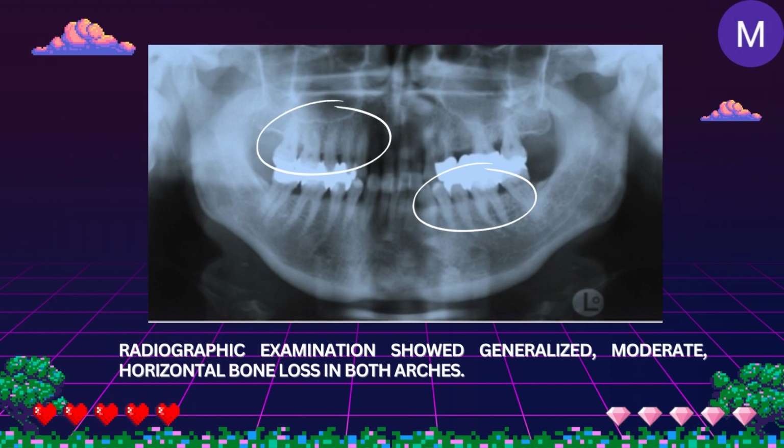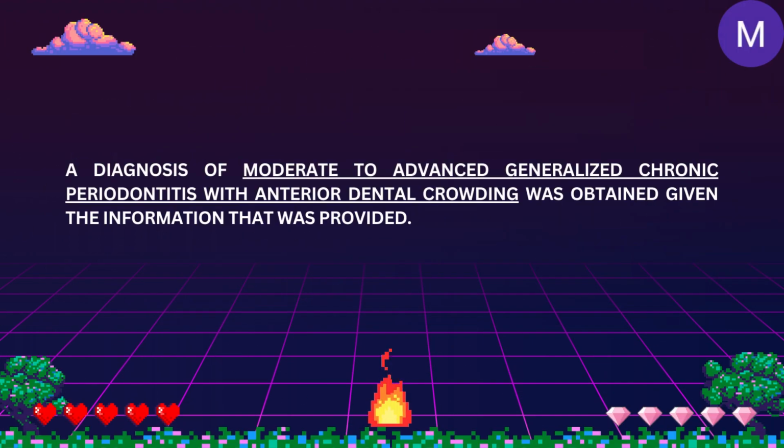Radiographic examination showed generalized moderate horizontal bone loss in both arches. A diagnosis of moderate to advanced generalized chronic periodontitis with anterior dental crowding was obtained given the information that was provided.